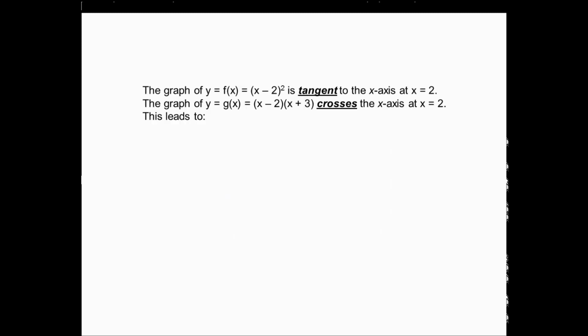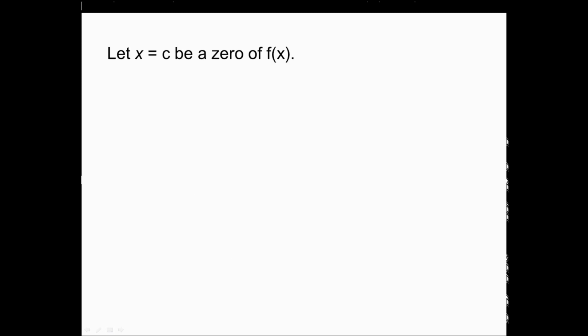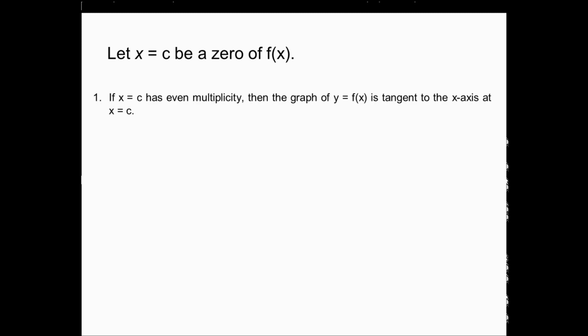So the graph of y equal f of x, which equals x minus 2 squared, is tangent to the x-axis. Okay, that's the technical name. Tangent, touching, bouncing. The graph of y equal g of x equals x minus 2 times x plus 3 crosses the x-axis at x equal 2. Remember, this one had the even multiplicity, this one had the odd. Even was tangent, odd was crossing.